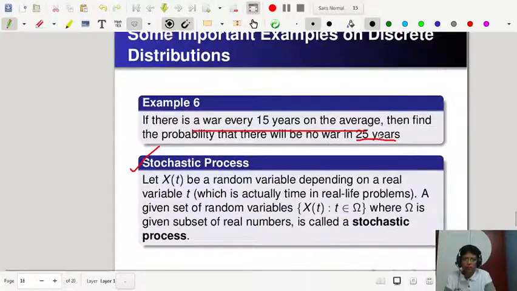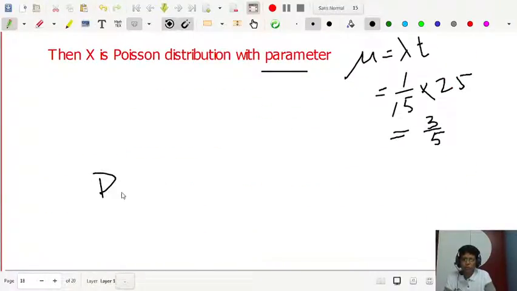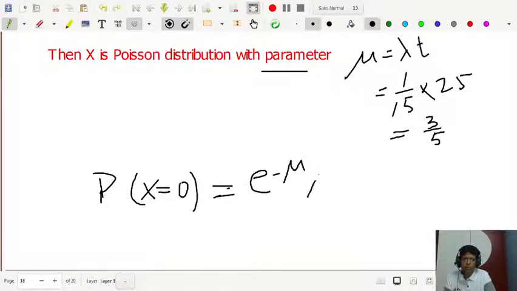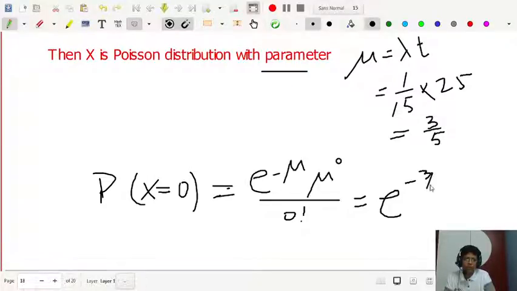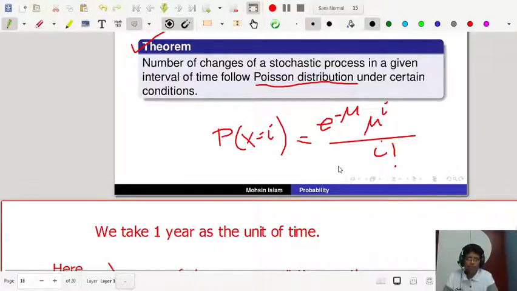Okay, therefore it is given that there will be no war in 25 years. So we want the probability of X equal to 0, that represents no war in 25 years, and that is calculated by e to the power minus mu into mu to the power 0 by factorial 0, and that is given by e to the power minus 3 by 5. You can calculate using the calculator or any other process. So this will be the probability. Okay, clear? So this is how you can use your stochastic process, and this actually follows the Poisson distribution.